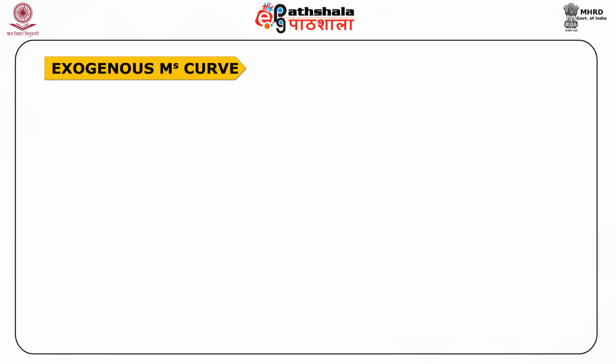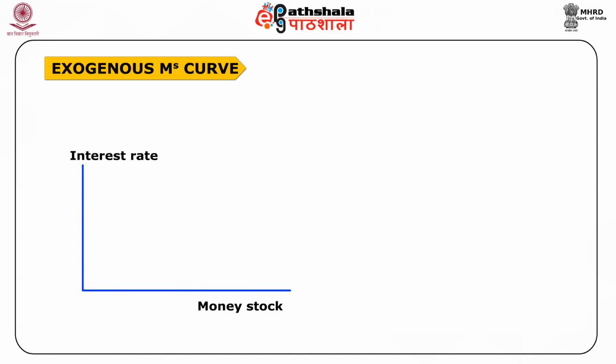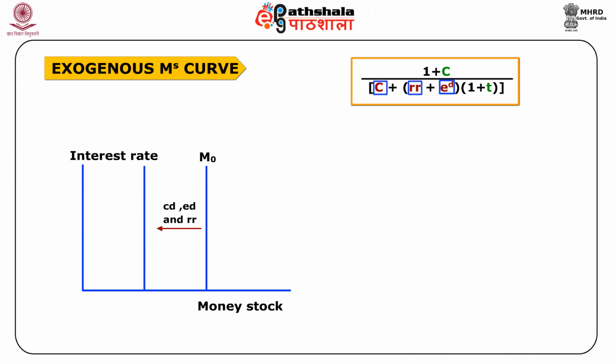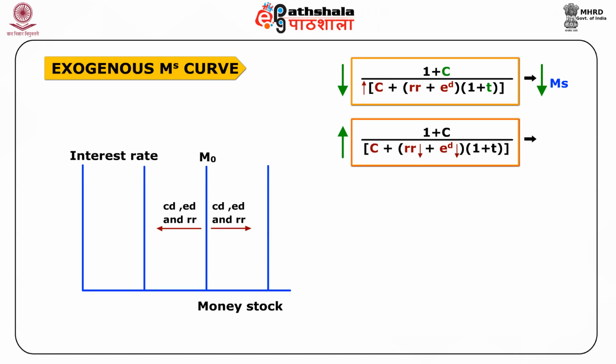The exogenous money supply curve refers to the situation where the supply of money in the economy is determined by banks' preferences for excess reserves and depositors' preference for holding cash, and this preference is not affected by interest rates. Here, the complete money multiplier is constant with the money supply curve vertical. In this situation, CD, ED, and RR shift the money supply curve to the left, since a rise in any of these variables leads to a lower complete money multiplier and thus a lower money supply, and a decrease in any of these variables has the opposite effect.